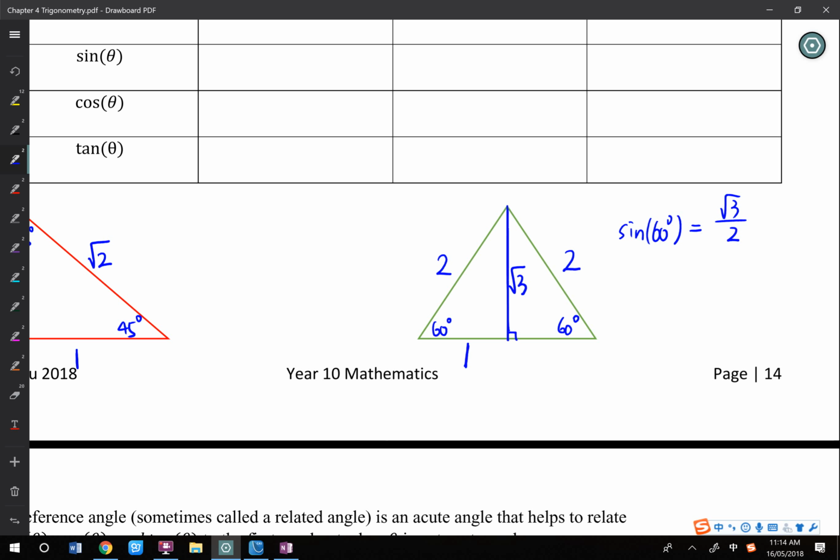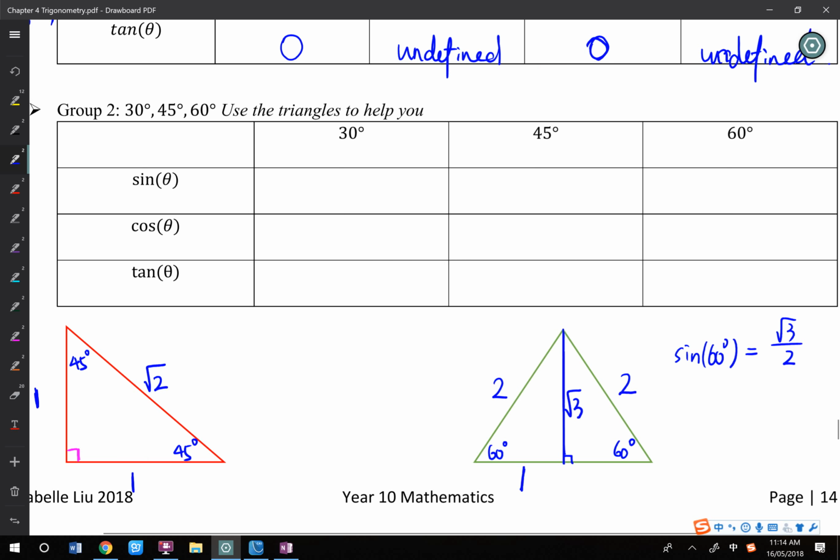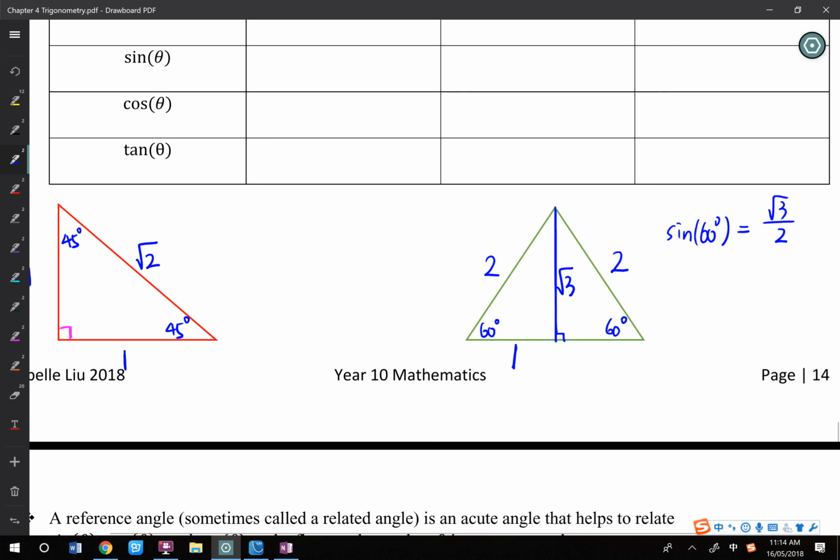So I just want you to use this triangle and this triangle to write 9 values: sine, cosine, tangent of 30, 45, and 60 degrees, and complete the above table for me. The above table is special angles as well. You can see sine 60 gives you root 3 over 2, quite a nice value. So use the rest of the time to complete the above table, and we'll start from this point next lesson.